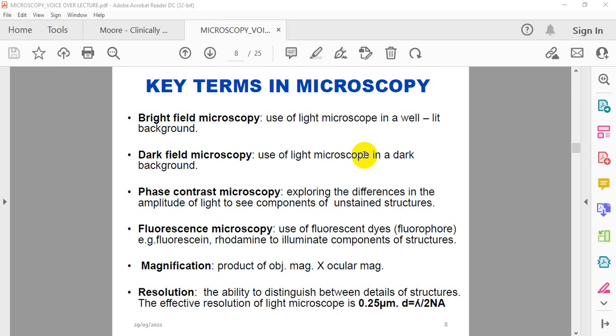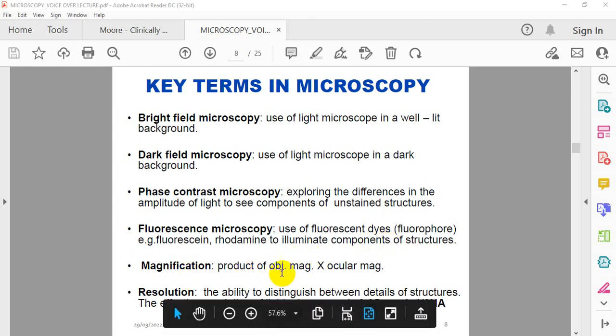Fluorescence microscopy is the use of fluorescent dyes, which are also called fluorophores, for example fluorescein and rhodamine, to illuminate or brighten components of structures, or make structures in an object or specimen viewed under the microscope visible.